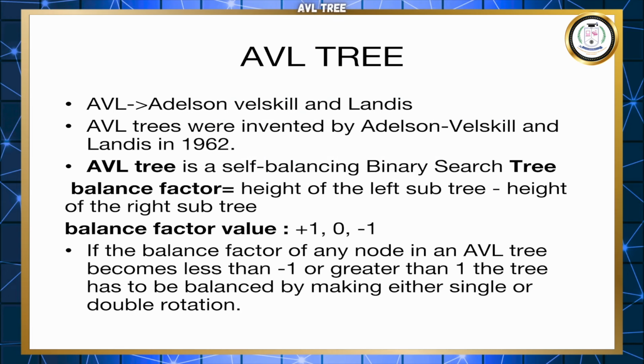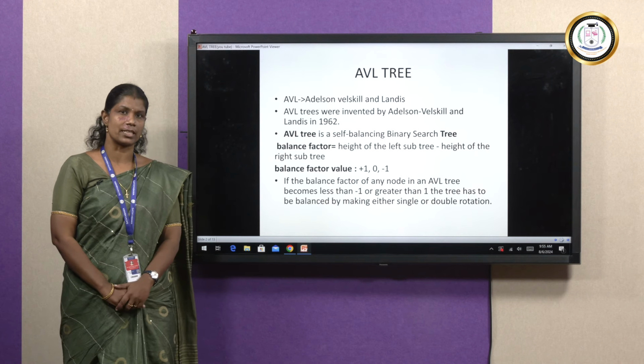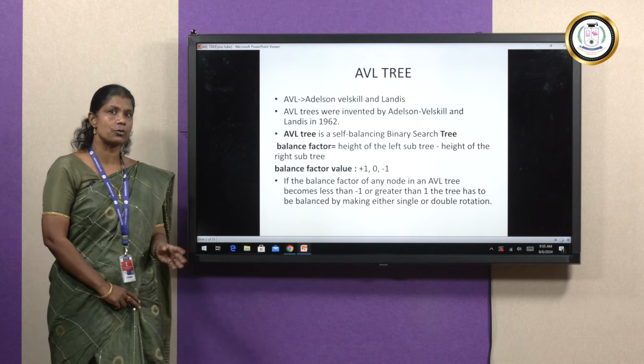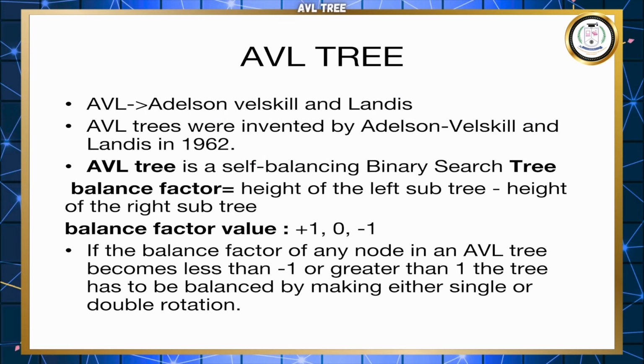So this AVL tree is a self-balancing binary search tree. Before that, we want to know what we mean by a binary search tree. In a binary search tree, each node has a maximum of 2 children, and the left child is less than the root node and the right child is greater than the root node. So, this AVL tree is a self-balancing binary search tree.